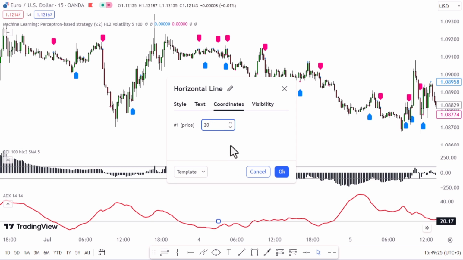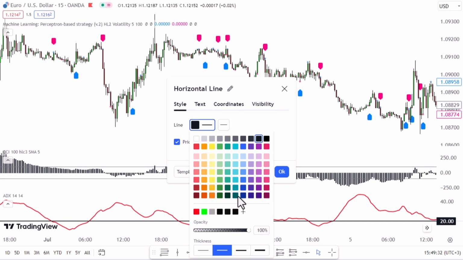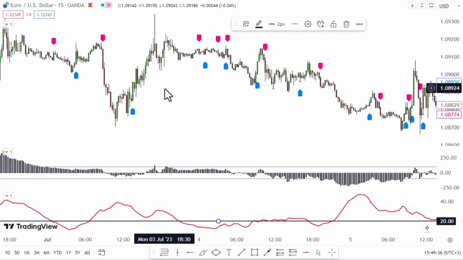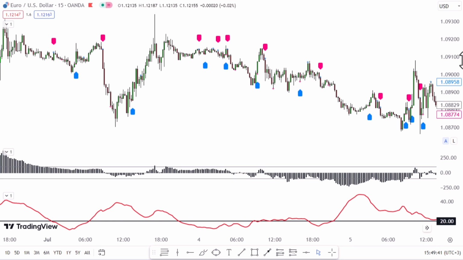Remember, this indicator and trading method can be applied to any time frame. However, the most critical aspect to focus on is risk management. No trading strategy can guarantee 100% success, and losers are part of the game. That's why proper risk management is essential for long-term success.